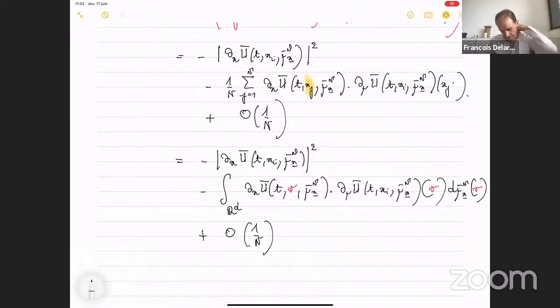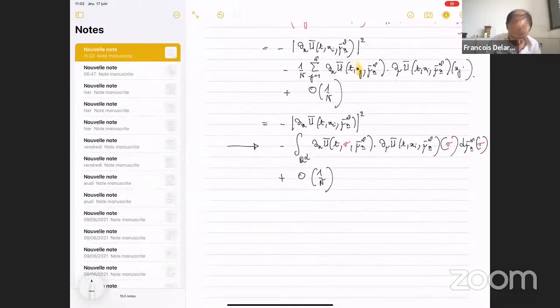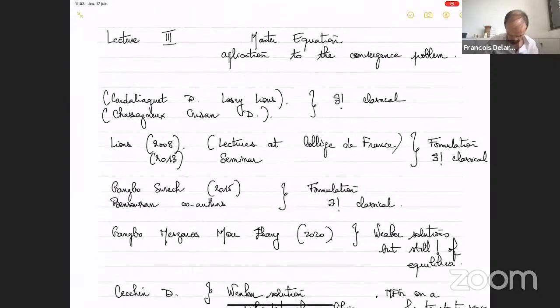And now if you don't believe me, you come back to the lecture that we had yesterday, and you will compare this term with one of the terms that we had in the master equation. So let me do this. So I think this was the lecture that we had.